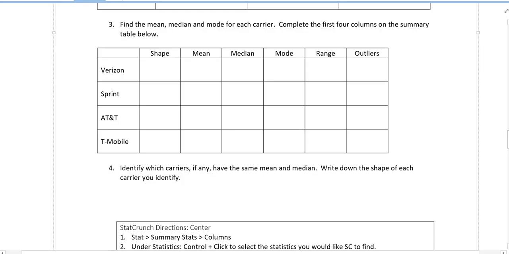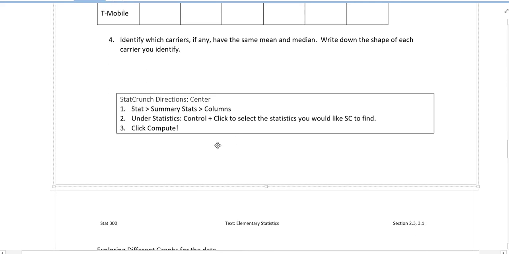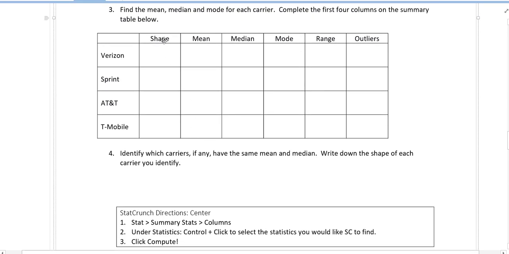Going back to the notes real quick, notice the instructions in this little box. You're going to go to Stat, Summary Stats, Columns. Under the statistics, we're going to Control plus click to select the statistics that we want StatCrunch to find, and then you click Compute. The shape, we already looked at by looking at the different histograms. So we want the mean, median, and mode. The range is probably going to tell us how far the data goes, what's the highest value, and then any outliers. So let's go back to StatCrunch.